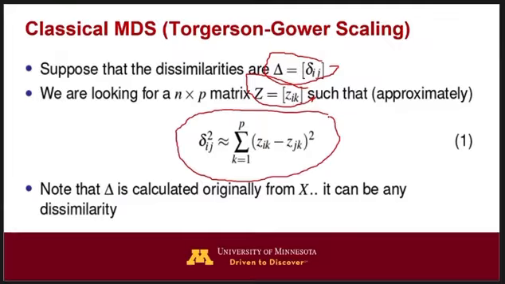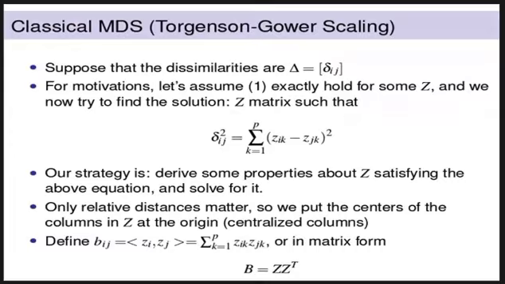We are looking for a particular coordinate in such a way that we are able to minimize the distance between two objects in the higher dimensional space and the lower dimensional space, which means you want to minimize the distance between the original dissimilarity and the reconstructed distance. We want to minimize the distance. That's what equation one is talking about.